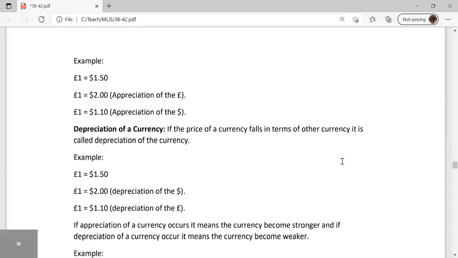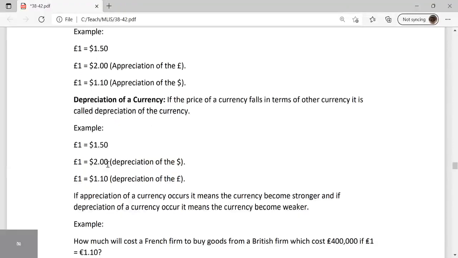Because see that previously with $1.5 they could have bought 1 pound worth of goods. Now they need to spend only $1.1 to get 1 pound worth of goods. But at the same time, there will be a depreciation for the pound. And in this case, what's happening? We discussed that it's an appreciation for the dollar, but at the same time, it's a depreciation for the pound.